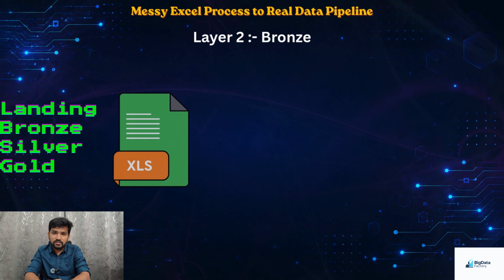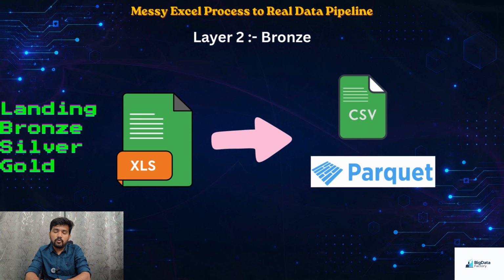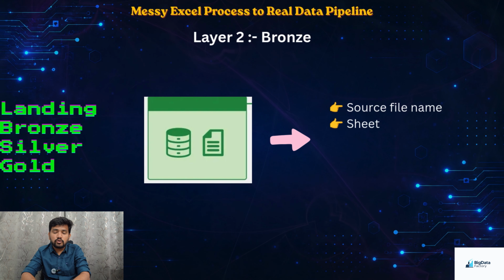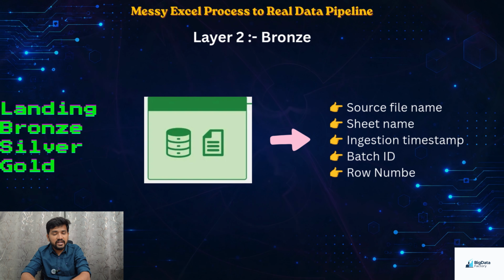Layer 2, bronze. Here we convert each Excel sheet into a standardized row format like CSV or Parquet. We also add metadata, for example, source file name, sheet name, ingestion timestamp, batch ID, and row number. This metadata is extremely useful for debugging. If one bad record appears in the gold table, we can trace it back to the exact file and sheet.